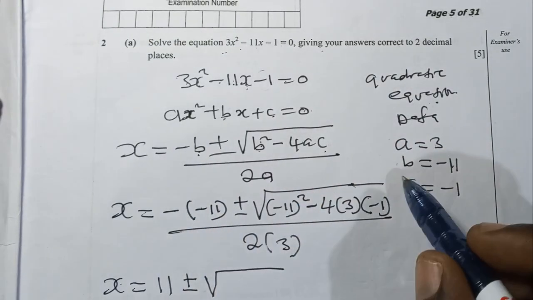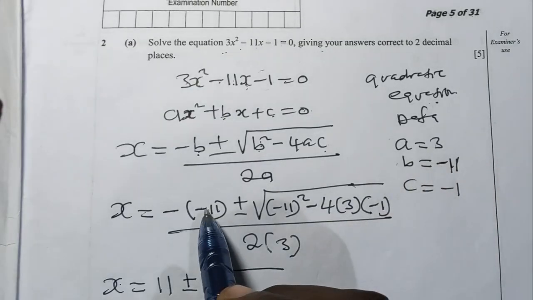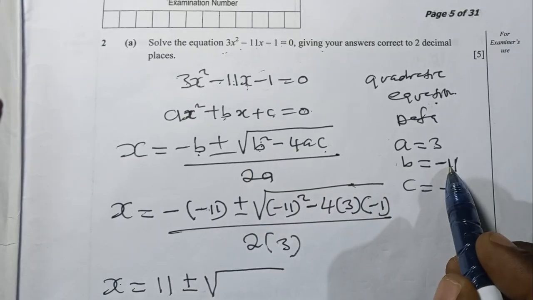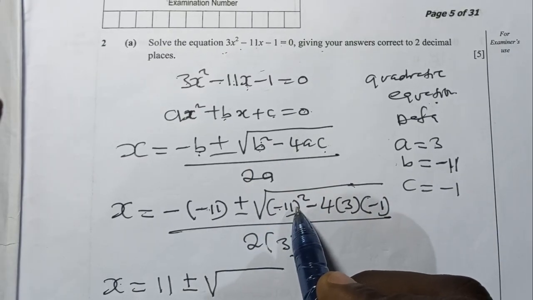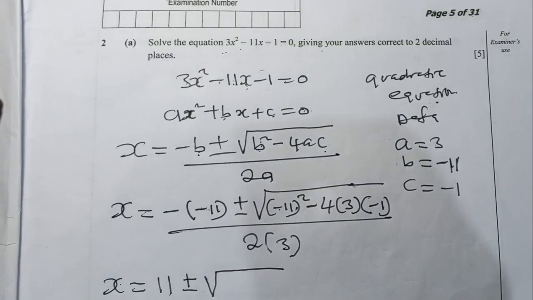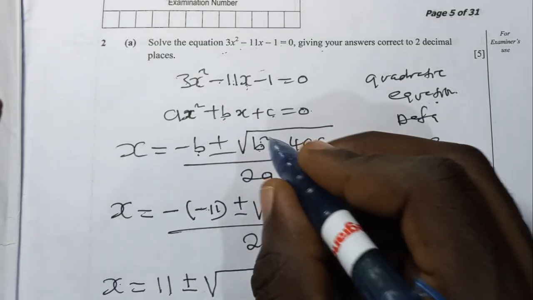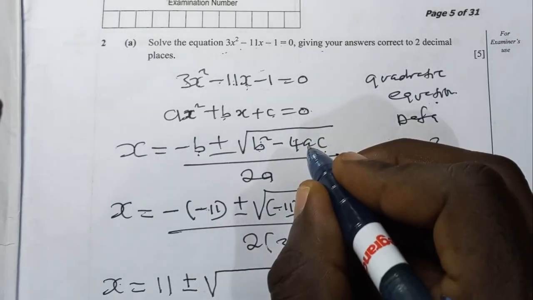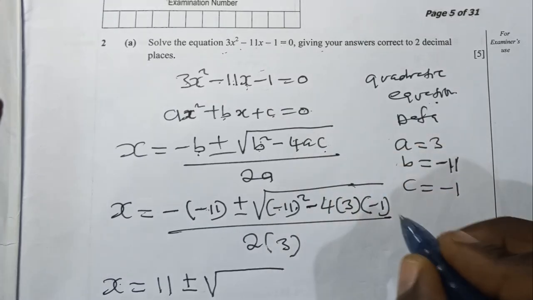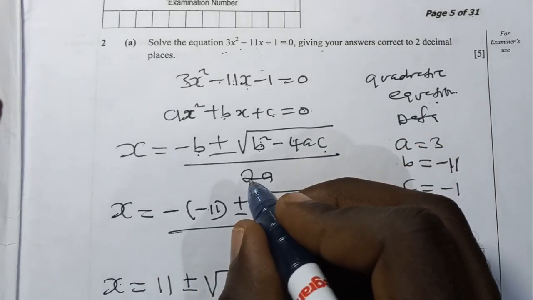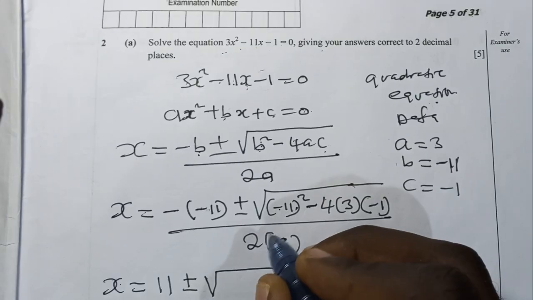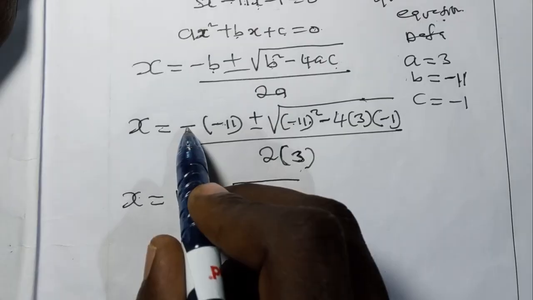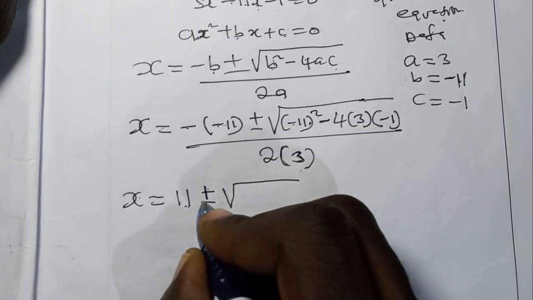Negative, what is our b? Our b is negative 11. So where there is b, you plug in negative 11, plus or minus square root. What is our b again? B is negative 11. But remember, whenever you're plugging in a negative number, don't forget to introduce the brackets and the power 2. Minus 4 times what is our A? A is 3. C is negative 1. All over 2 times 3, 2a. A is 3. Having this, we can just use a calculator. Negative and negative is positive, plus or minus.